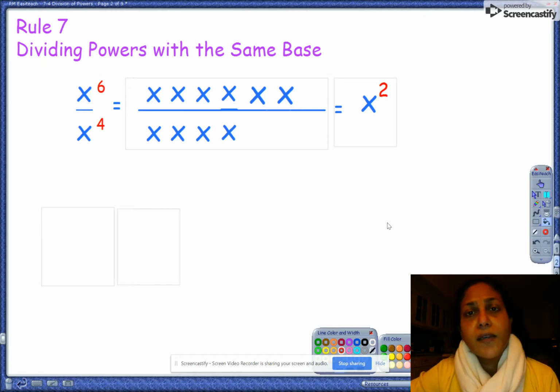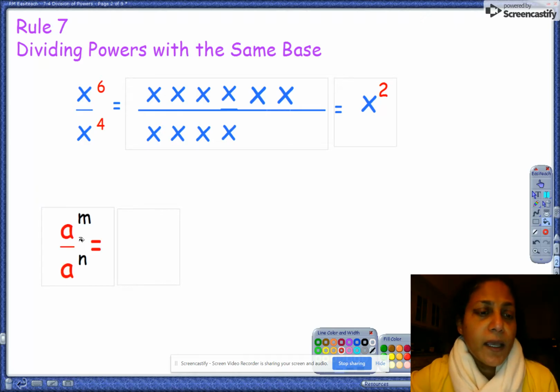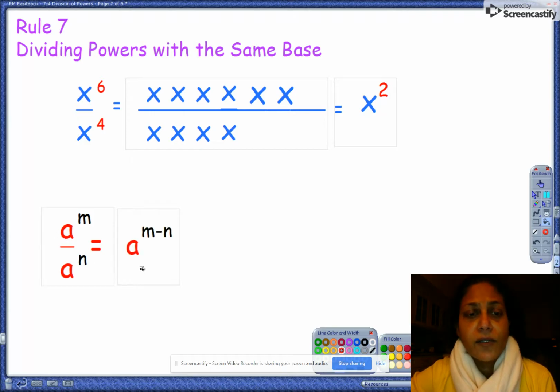And this gets us our rule that a to the m divided by a to the n is equal to a to the m minus n. So all you have to do is subtract the denominator exponent from the numerator exponent. So 6 minus 4 is equal to 2.